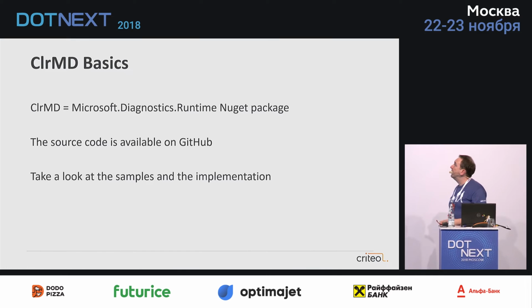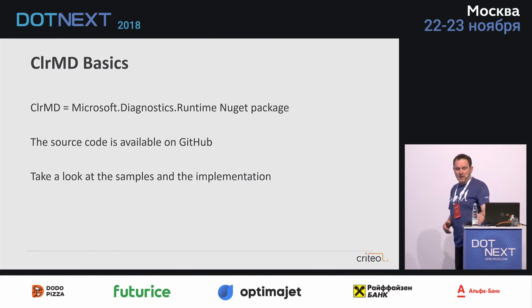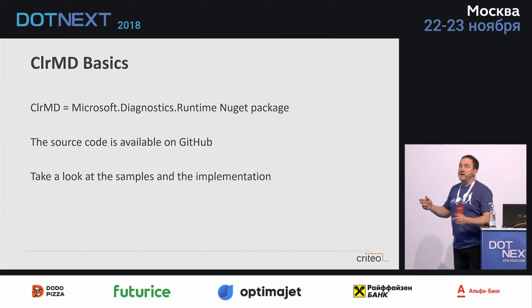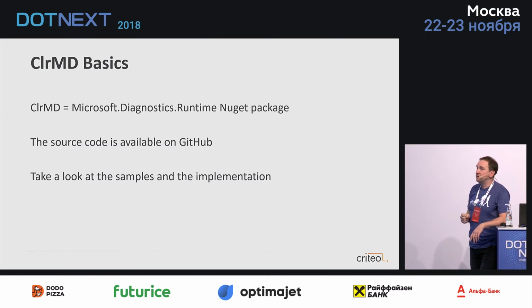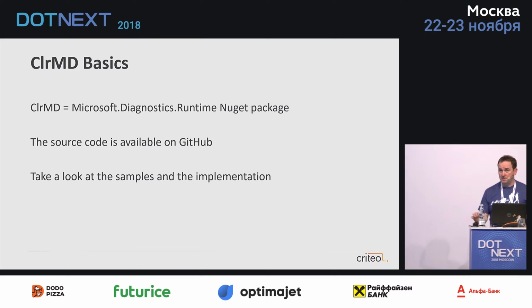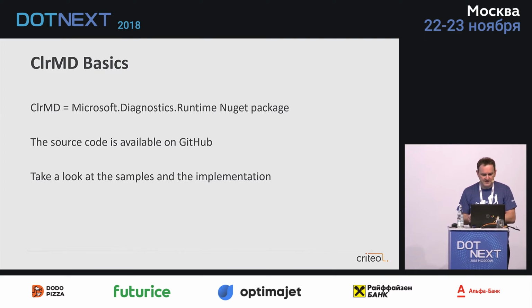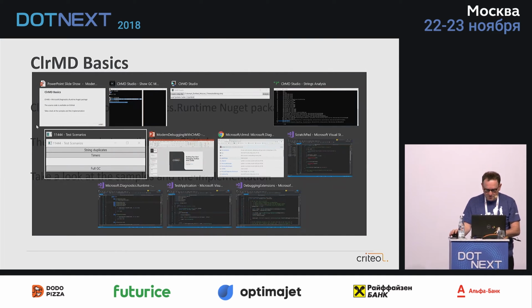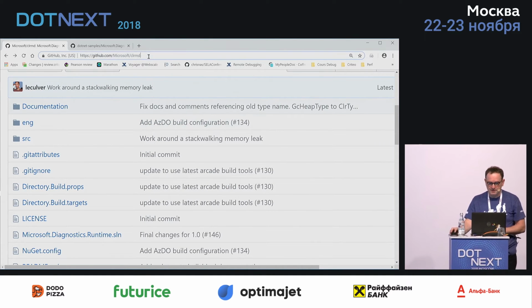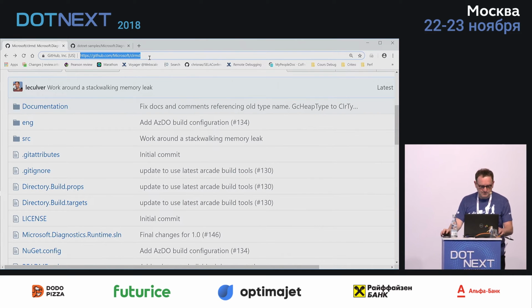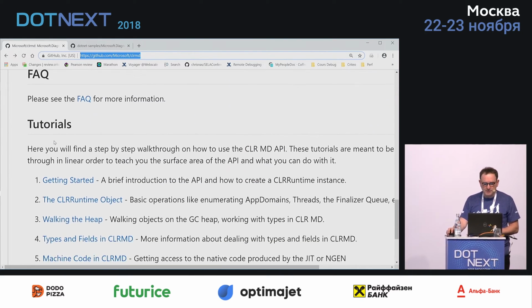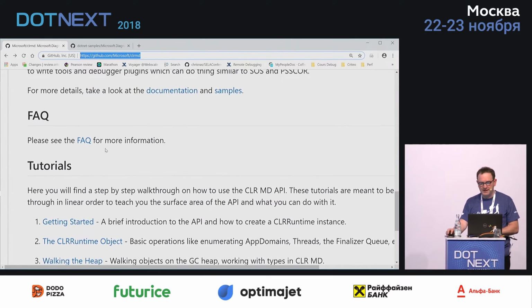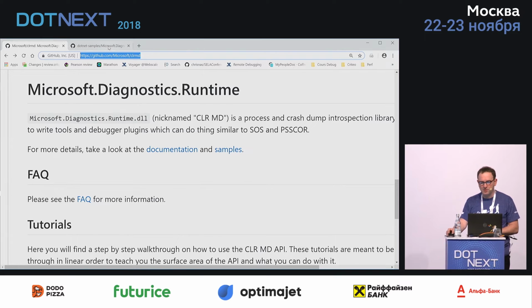Okay, so let's go to the details. ClrMD is a nickname for the NuGet package provided by Microsoft, the Microsoft.Diagnostics.Runtime package. The source code is available on GitHub, and you also have a lot of samples. So just spend a few seconds over there. You go to Microsoft ClrMD on GitHub, and you get access to the source code. What is interesting is that you have a few very simple samples from here, and if you click on the sample link here, you have more advanced samples.